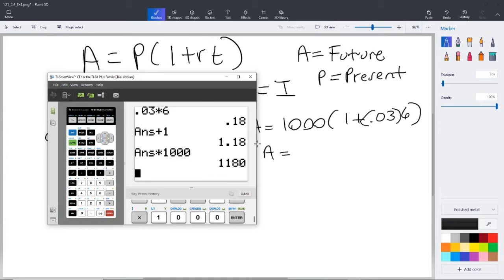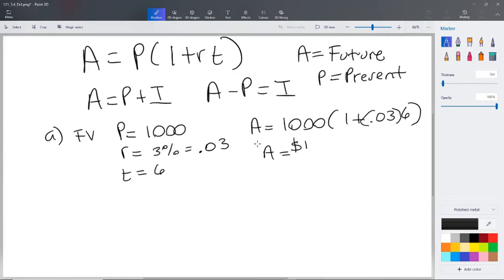And so we'll come back over here and we'll say it is 1,180. So that's the total amount in the account at the end of 6 years. The difference between 1,000 and 1,180 is 180, and 180 would be the interest if someone asked us for that. So that is achieving the A value, the future value.